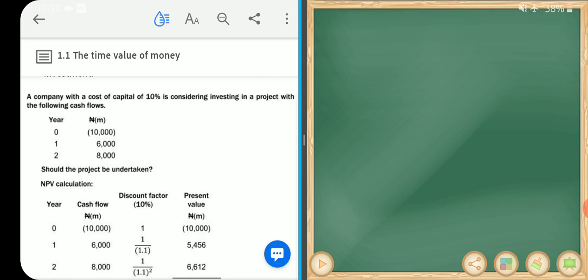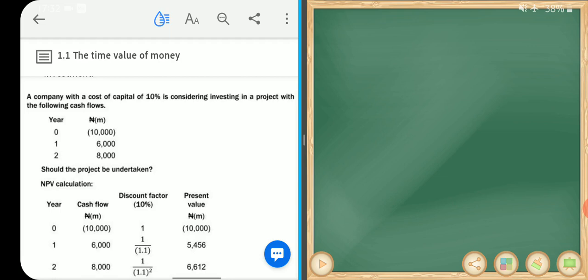Now a layman will just say, oh, 8 million plus 6 million is what? 14 million. So if I invest 10 million naira and I get 14 million naira in 2 years, that's a good investment. Let me take that investment. But it's not done that way, because you have to take into cognizance the time value of money. You have to take into cognizance that 14 million naira may not be worth the 10 million naira you invested as at that year 0.